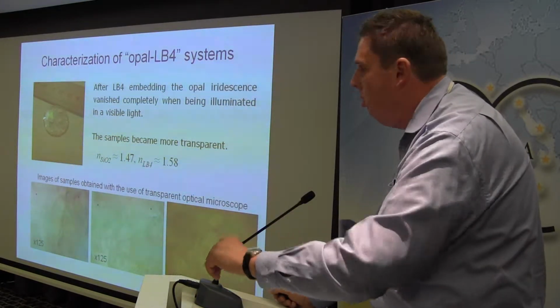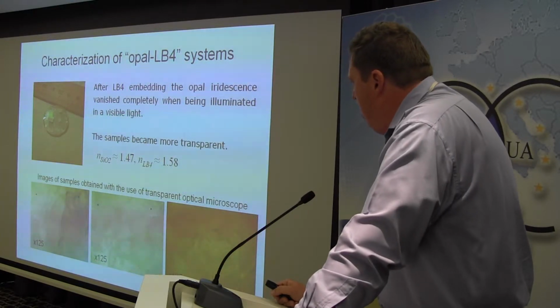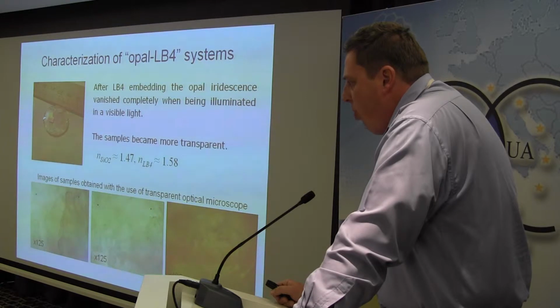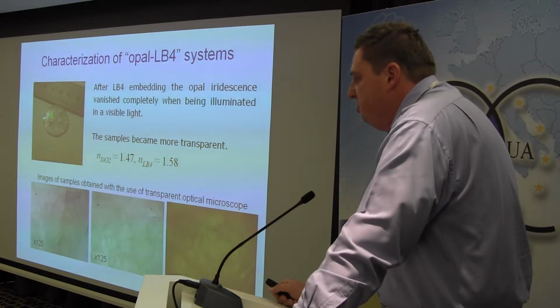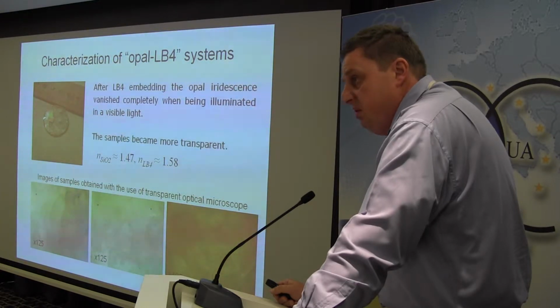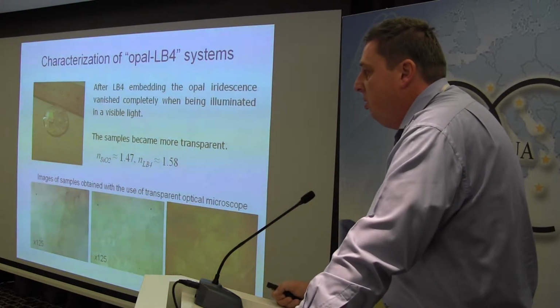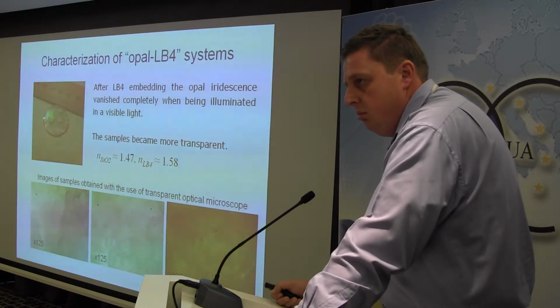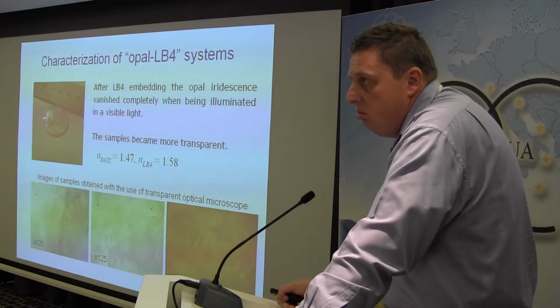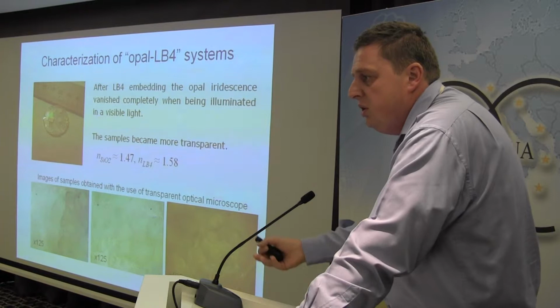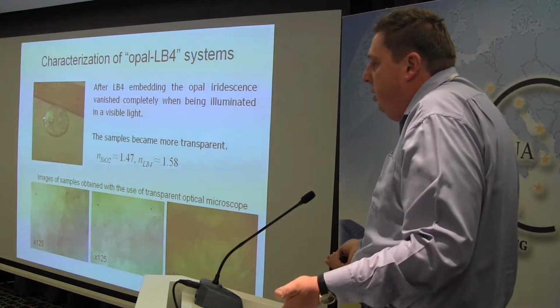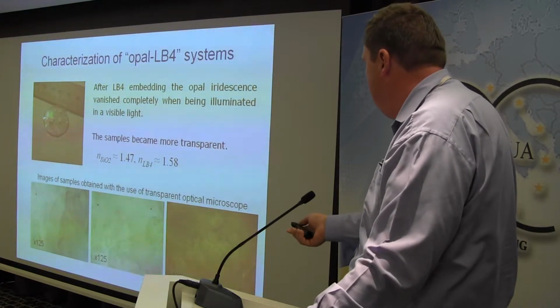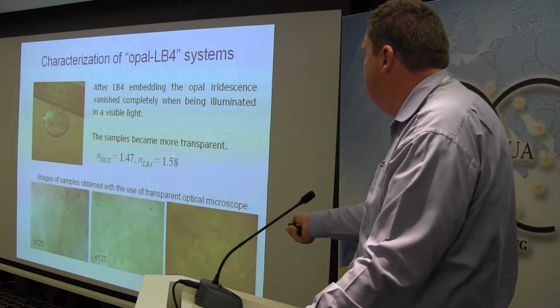Now, about opal LB4 systems. We have failed in obtaining very good transmission spectra of opal LB4 systems because the samples after the infiltration cycle become very transparent. And there was no transmission or reflection band connected with the photonic band structure, the band gap structure. It's very unexpected because the refraction indices are quite different.